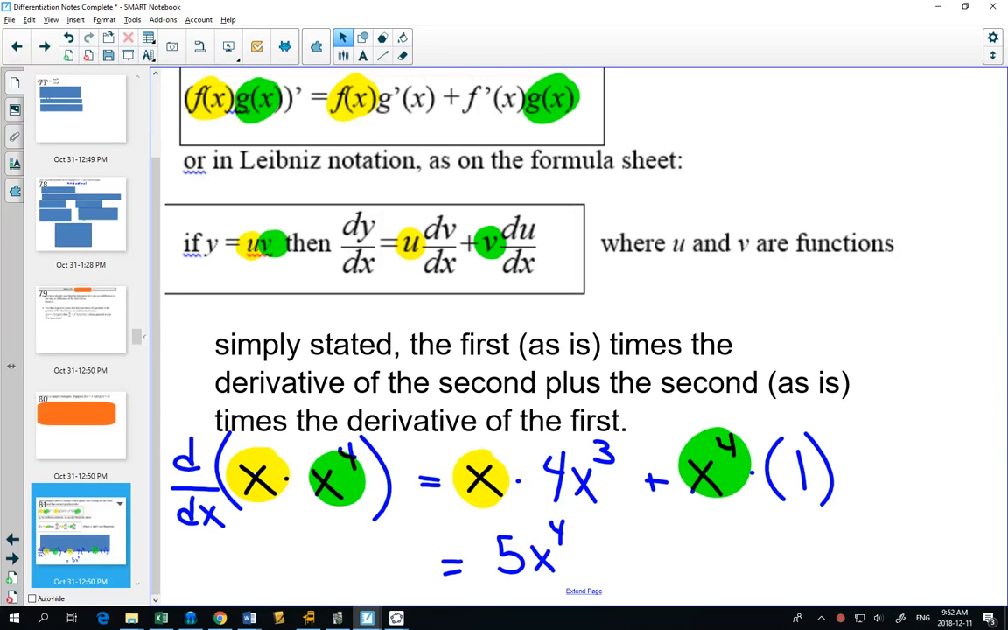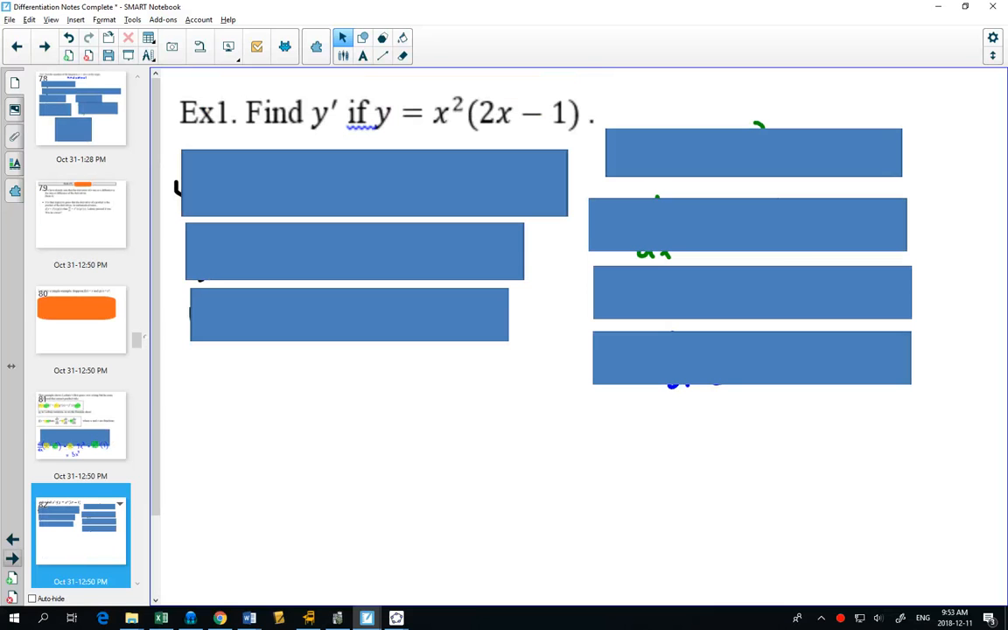Of course, in this situation, you wouldn't want to do that. You would want to just multiply them first to make life easy to use the power rule, because the power rule is a lot easier. However, sometimes you have functions multiplied together that are not easy to simplify to get to the power rule. And so, the product rule becomes quite helpful.